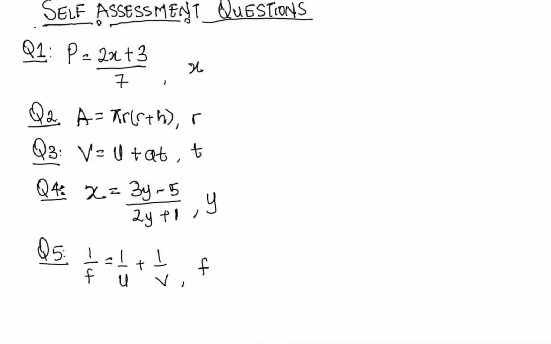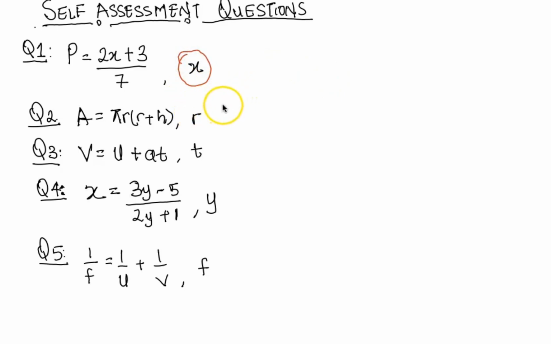So here are some self-assessment questions, and I urge you to pause this video and attempt these questions, and thereafter you can come back to the video for the answers. In the first question, we have p is equal to 2x plus 3 over 7, and in this question you are going to make x the subject of the formula.